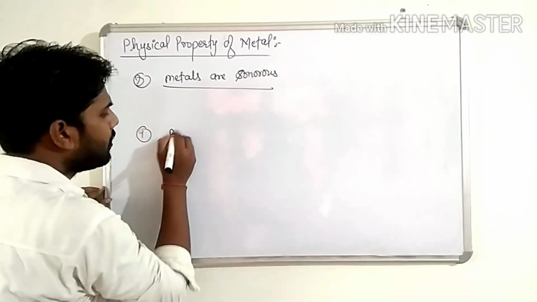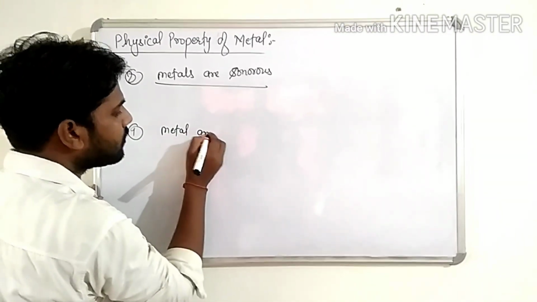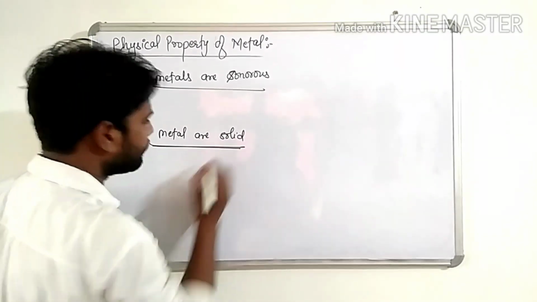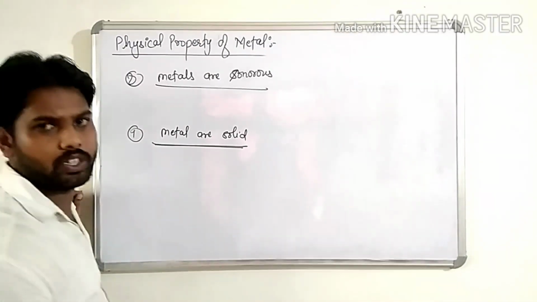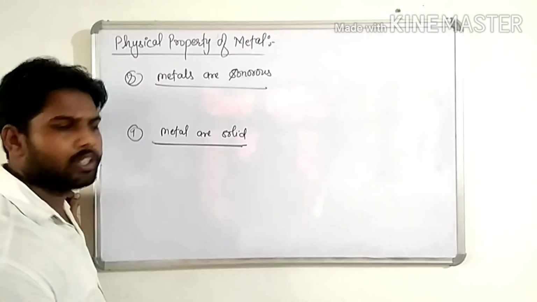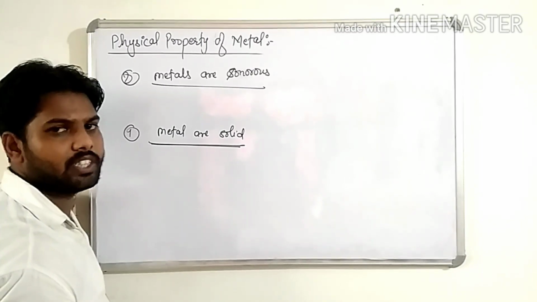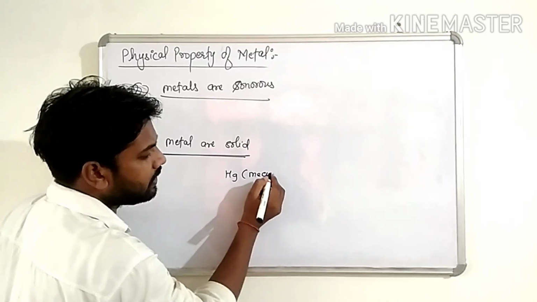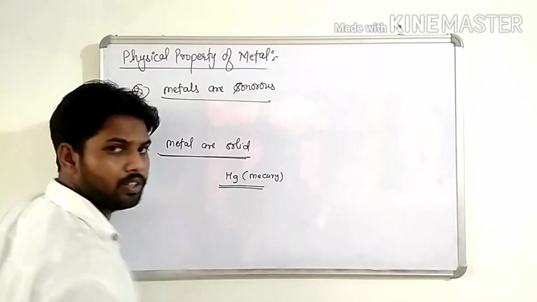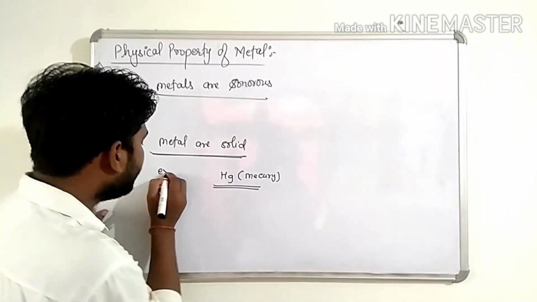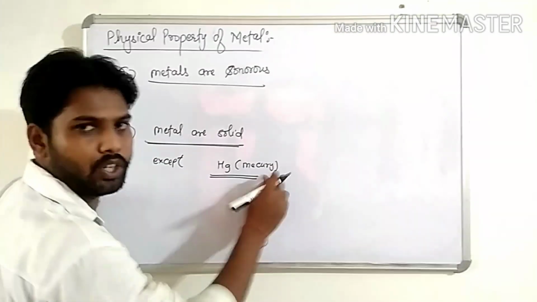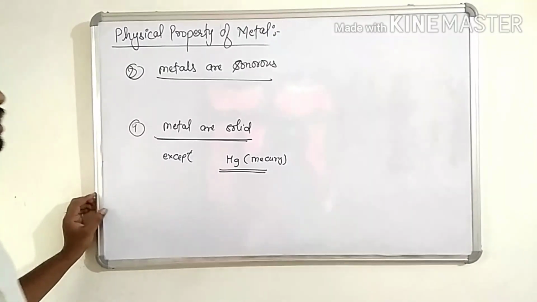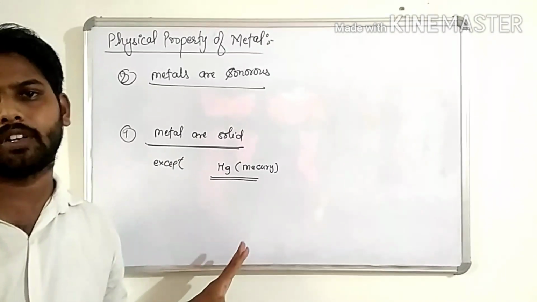The next property is that metals are normally found in solid state. Generally all the metals are found in solid state except mercury. Mercury is the only metal which is found in liquid state at room temperature. Clear, children? Now we have studied the physical properties of metals.